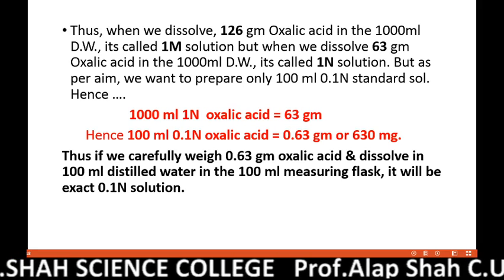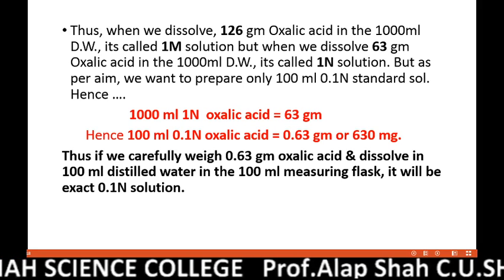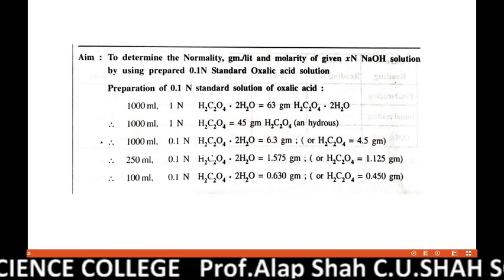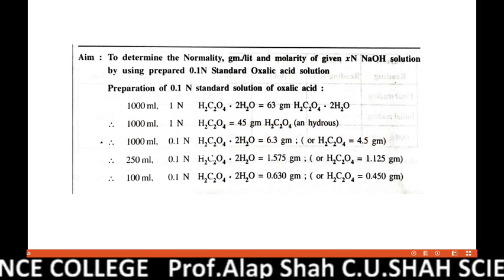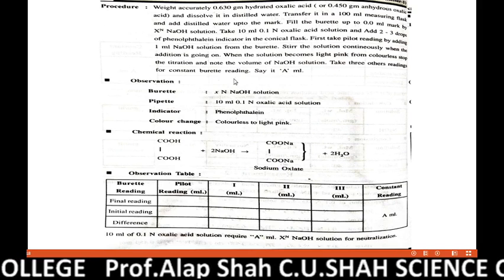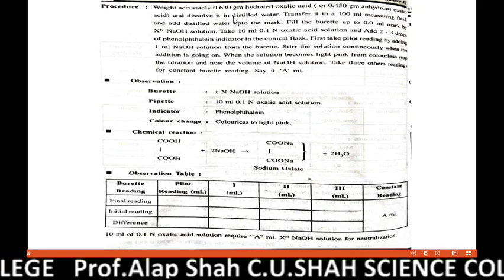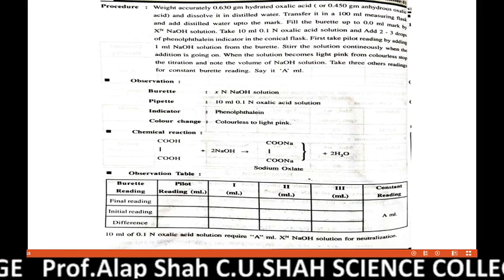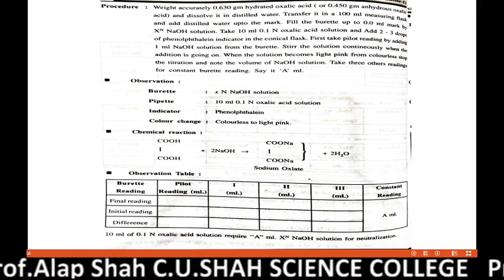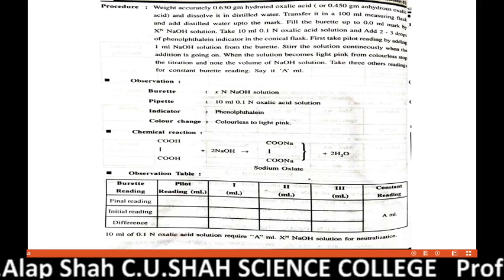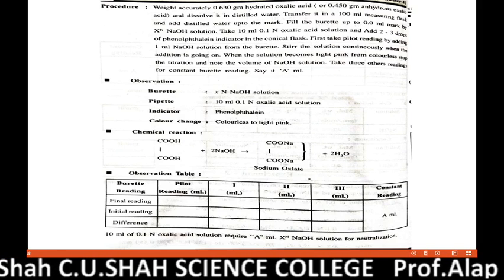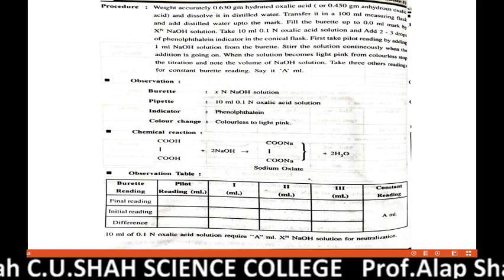So if you are directly watching this, first go through the first and second parts. Now quickly we will go through the experiment. This is the aim again, which we have already discussed. Procedure: as this is a titration between a strong base and a weak acid, we fill the base into the burette. We pipette 10 ml of standard solution of oxalic acid from the flask and transfer it into the conical flask. We add a couple of drops of phenolphthalein as indicator.